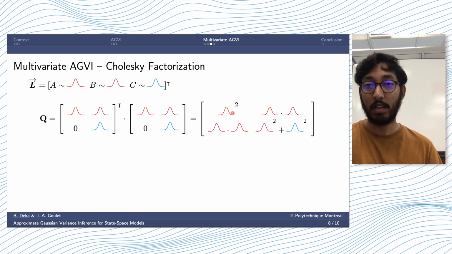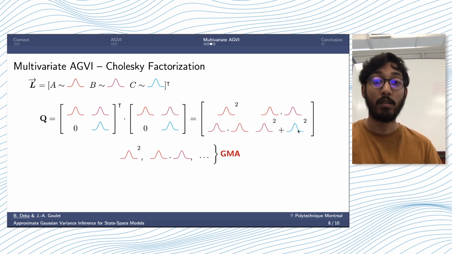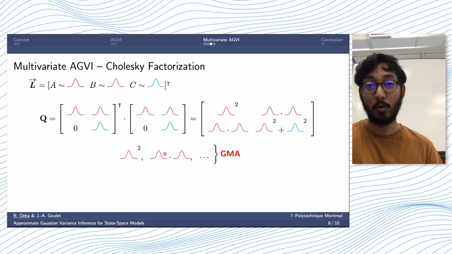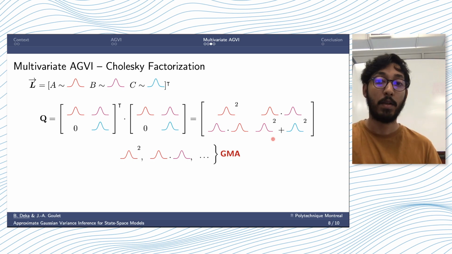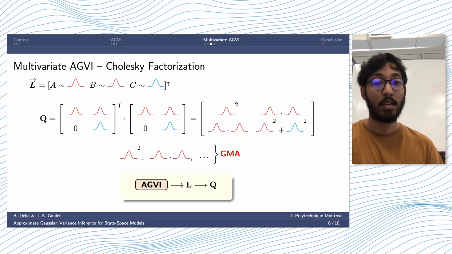So eventually we'll end up with these terms where we have a product of two Gaussian random variables as well as squares of a Gaussian random variable plus the square of another Gaussian random variable. Now, we already have the solution for this using the Gaussian multiplicative approximation, or GMA, where we can obtain the closed form expressions for all these squares as well as the product of Gaussian random variables. Hence, we can do these operations using closed form algebraic expressions.